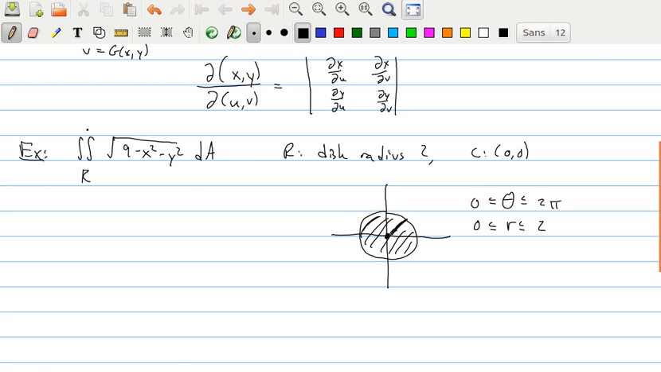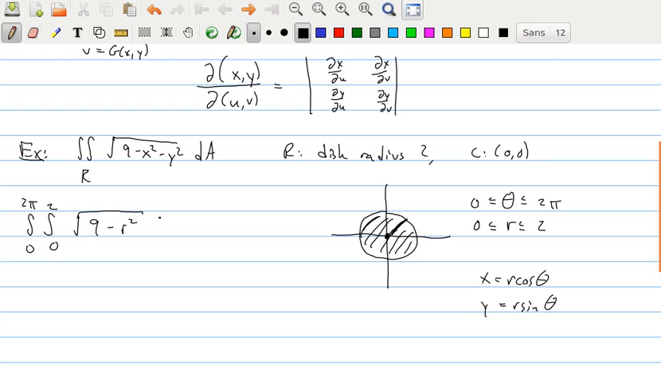That says we can trade in this double integral in x and y for this iterated integral, theta goes from 0 to 2 pi, r goes from 0 to 2. Now our function, well, we have the substitution x equals r cosine theta, y equals r sine theta. So we replace all the x's with r cosine theta, we replace all the y's with r sine theta, and we can do some trig identities here and reduce this to the square root of 9 minus r squared.